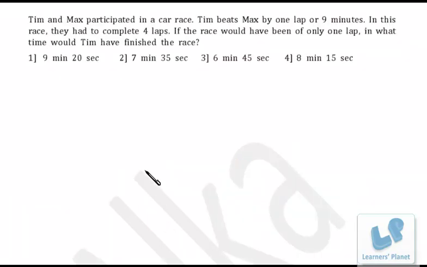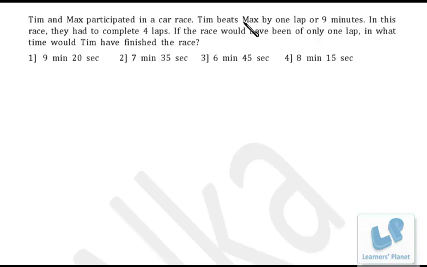Now friends, let's try this problem based on time, speed and distance. Tim and Max participated in a car race. Tim beats Max by 1 lap or 9 minutes. Here we can just assume 1 lap is 1 round. So 1 round or 9 minutes. In this race they had to complete 4 rounds. If the race would have been of only 1 round, in what time would Tim have finished the race? Going to be an interesting problem friends, but we don't have to go for even paperwork for this problem.